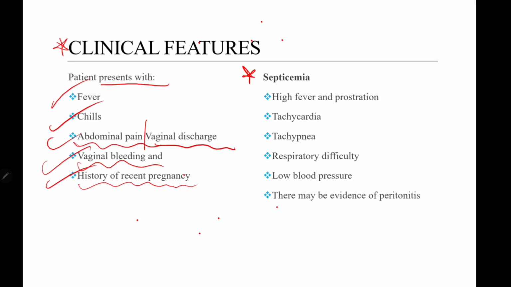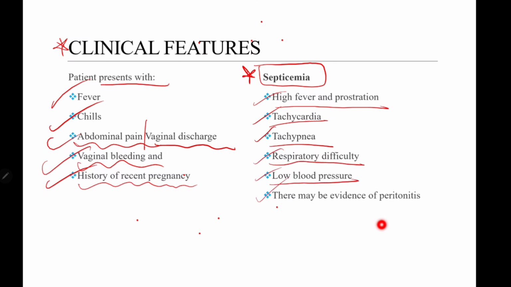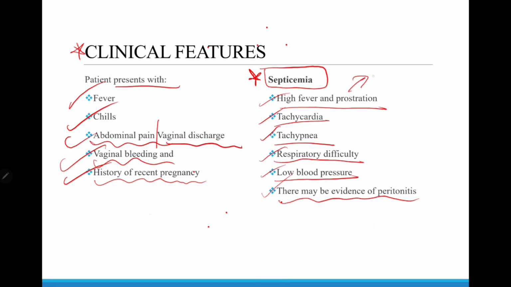Now, what do you mean by septicemia? All the signs and symptoms of septicemia will be there in this patient: high fever and prostration, tachycardia, tachypnea, respiratory difficulty, low blood pressure, and there may be evidence of peritonitis. Prostration means very tiredness, or weariness.